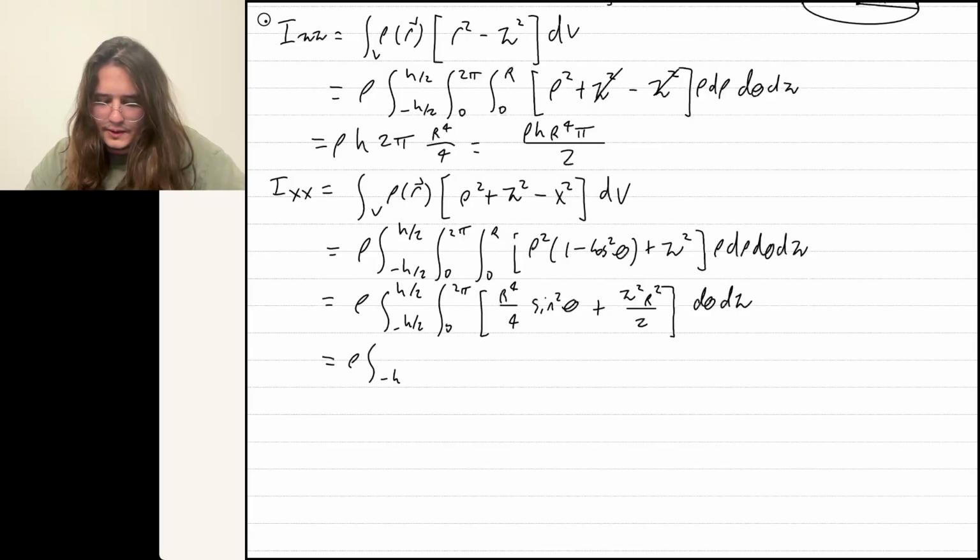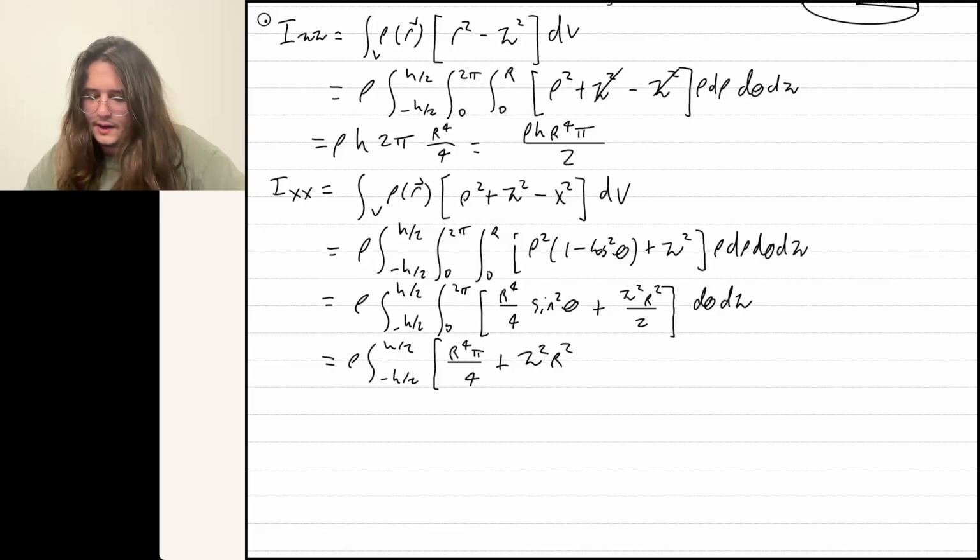So it's a pretty common integral that sine squared d theta from 0 to 2 pi is just pi. So I'm not even going to prove it here. It's just pretty common. So it's r fourth pi over 4 plus z squared r squared times 2 pi, right? Because there's no theta attached to it. You're just going to evaluate it straight to 2 pi. That you have to integrate over z.